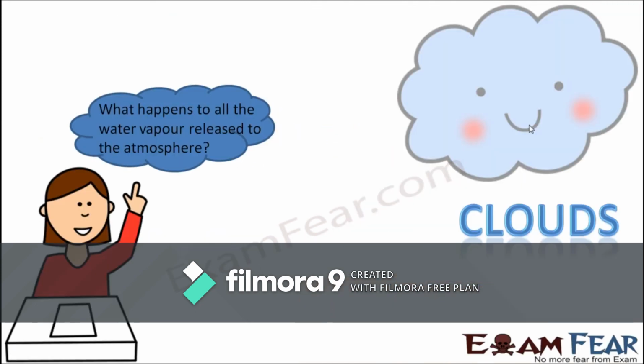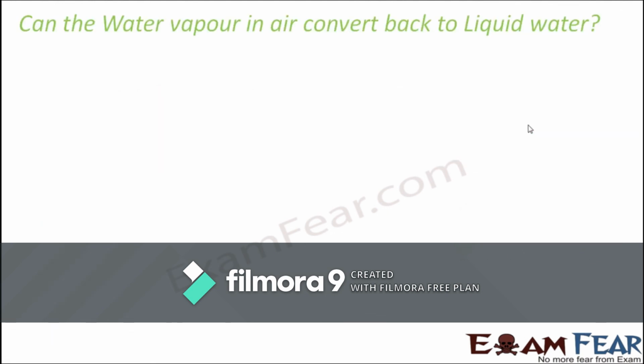So much water vapor gets released to the atmosphere, some by transpiration from plants, some by evaporation of water. But what happens to all this water vapor that gets collected in the atmosphere? This water vapor results in the formation of clouds. Yes, that's interesting, right? So let us now try to understand how clouds are formed.